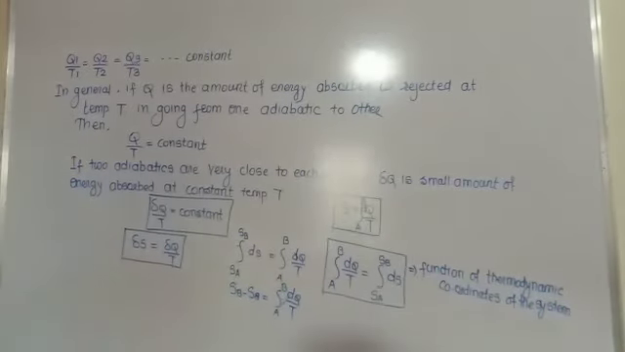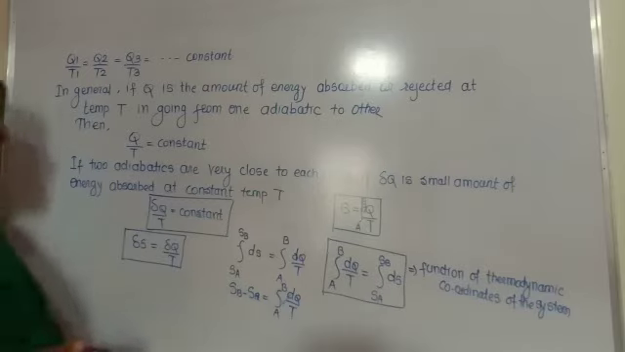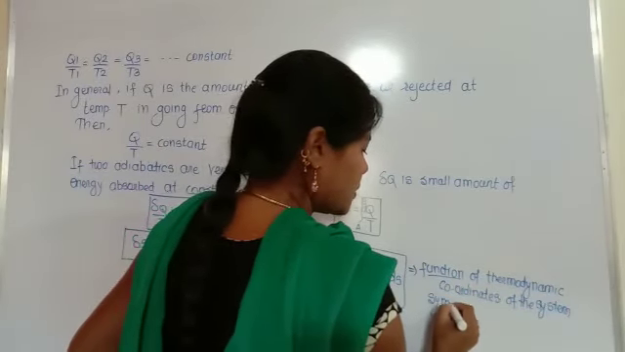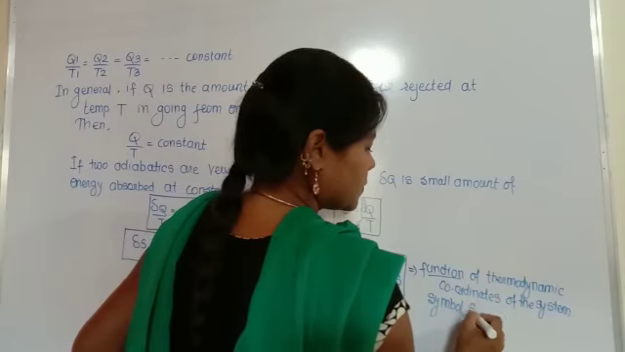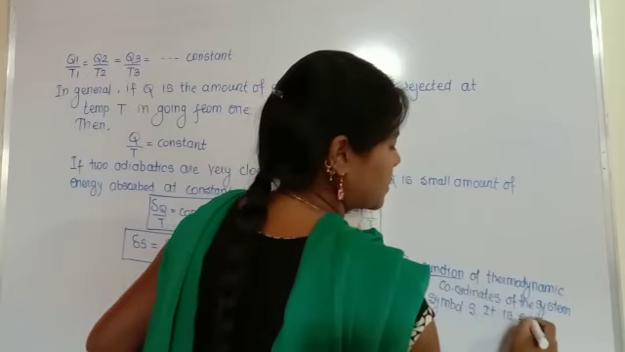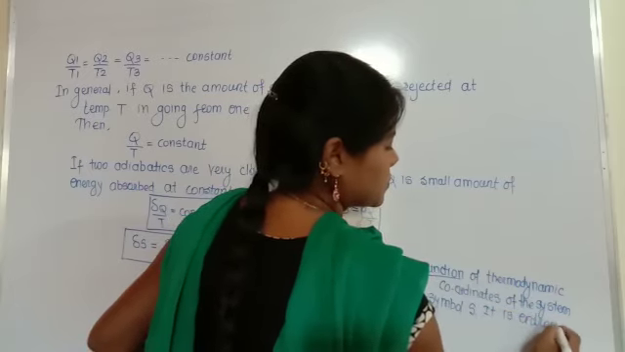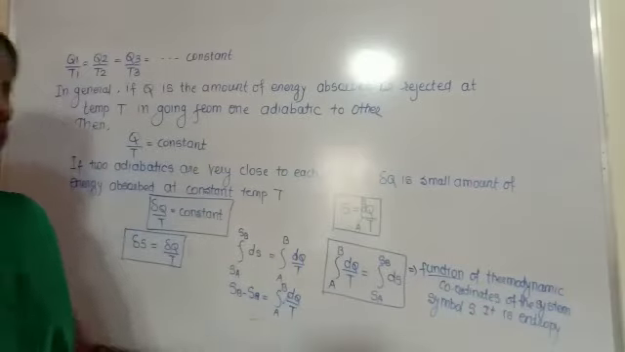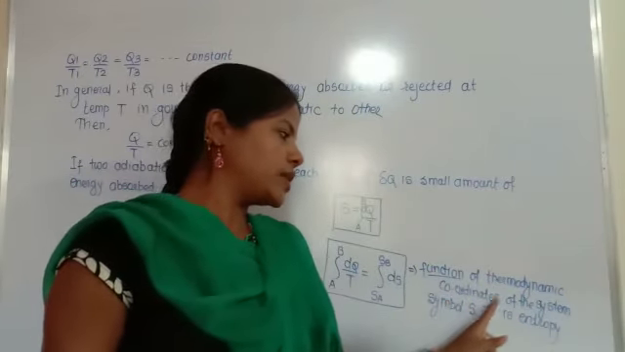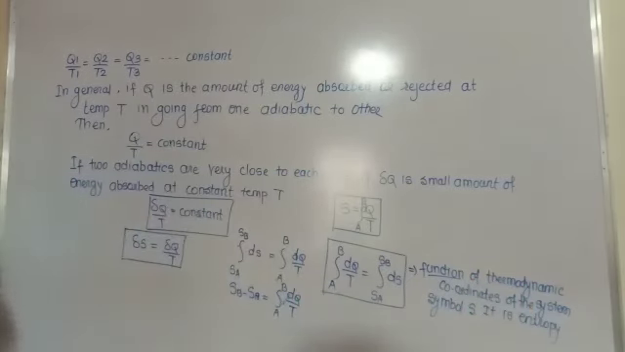So this expression is a function of the thermodynamic coordinates of the system, and this function is represented by the symbol S, and it is called the entropy. Finally we conclude here that S is the symbol for entropy and it is a function of the thermodynamic coordinates of the system. So this is the total change in entropy of the system.